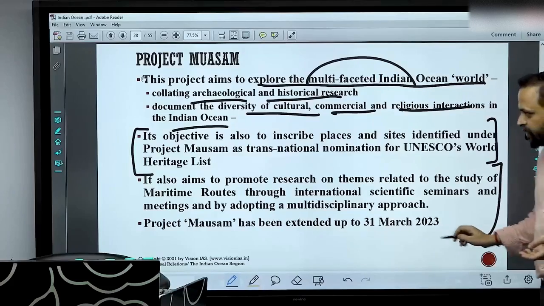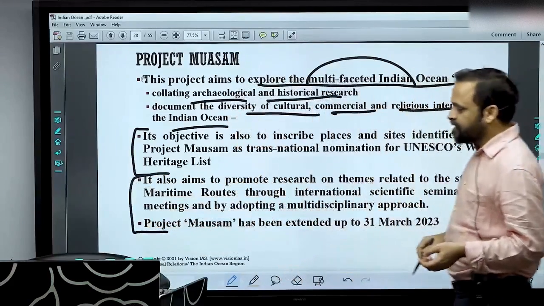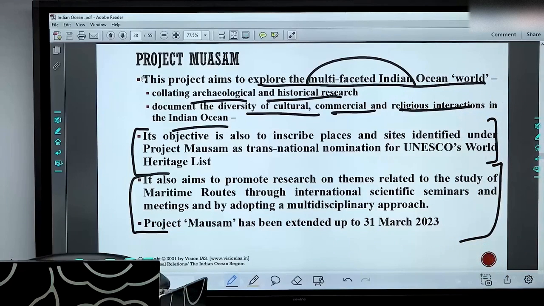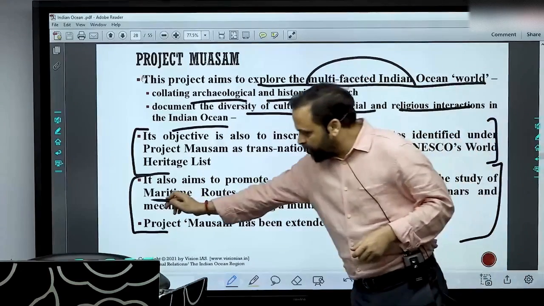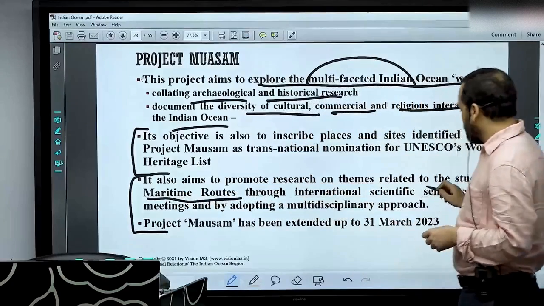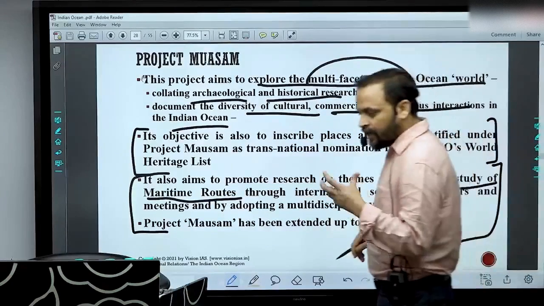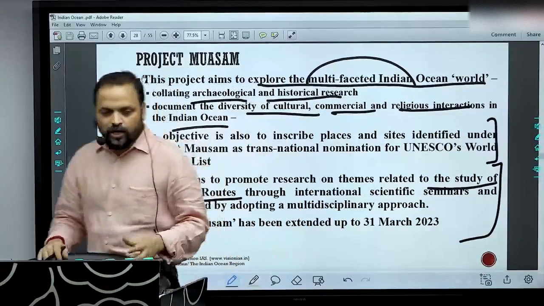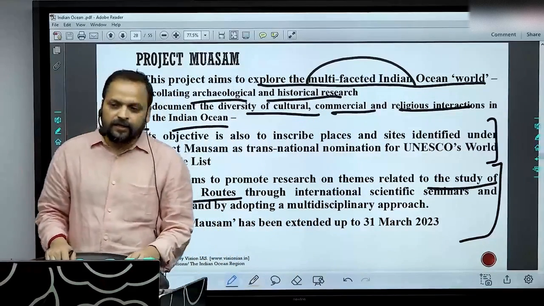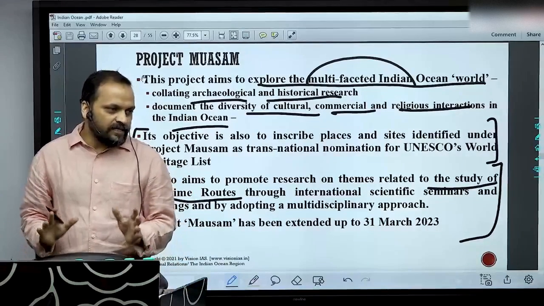So then ultimately you will find that the UPSC asks: is there a strategic aspect to it? One thing that Project Mausam would do is establish the history of trade relations in this region, the history of maritime routes in this region. And whatever conception of maritime routes you have in the Indian Ocean region, you will find India would emerge at the center. So it has strategic implications.